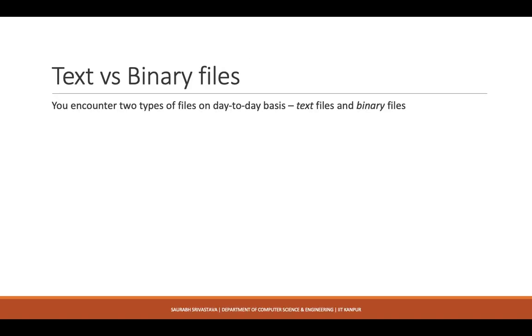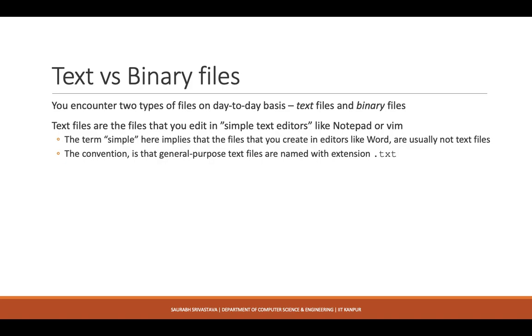Before we actually go to file handling, there is a basic concept that you should understand: there are two types of files that you usually interact with on a day-to-day basis. These are text files and binary files. Text files are files that you edit in simple text editors like Notepad or Vim or VS Code. I use the term simple because editors like Word produce files that, even though you might feel they're text files, are not really text files. As we'll see, they are actually binary files.